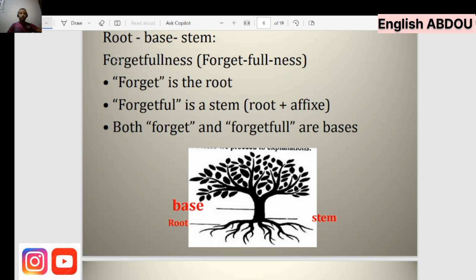So like here, forgetfulness. Forgetfulness is of course the base of forgetful, and forgetful is the base of forget. And forget is the base of the same root, which is forget. While here forget is the root and forgetful is a stem. Why? Because we have the root which is forget plus ful which is an affix, specifically a suffix.